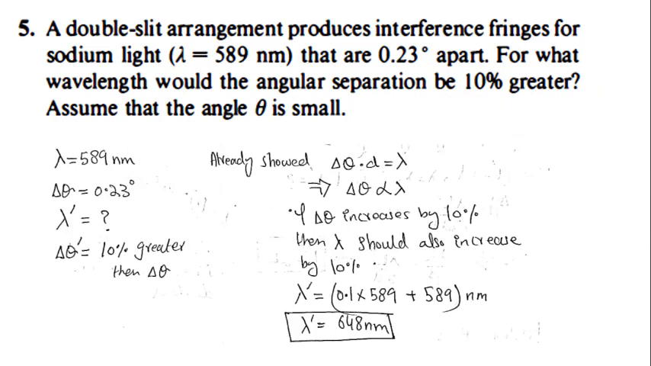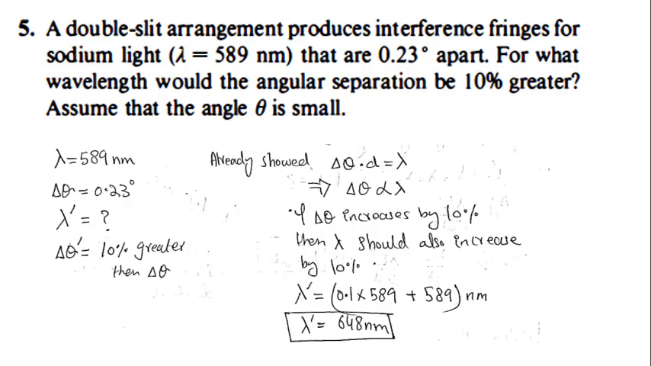Next is problem 5. A double slit arrangement produces interference fringes for sodium light that are 0.23 degree apart. So again this delta theta is given. For what wavelength would the angular separation be 10% greater? Assume that the angle theta is very small. So lambda is given, delta theta is given, so it is asked to find the new wavelength for which this delta theta is 10% greater.